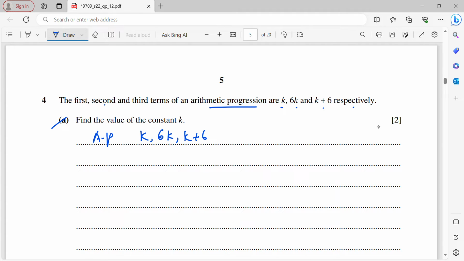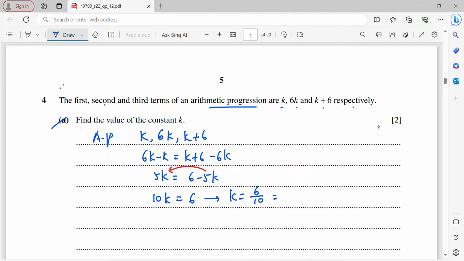Alright, so from here we need to get the common difference. The common difference is the second term minus the first term, equals the third term minus the second term. So for the left hand side I will get 5k. For the right hand side you will get 6 minus 5k. Now the negative 5k will be moved to the left hand side to be positive 5k, and then we add with the 5k on the left hand side, you will get 10k equals 6. Therefore, my k is 6 over 10, which is 0.6. So that's the solution for A.